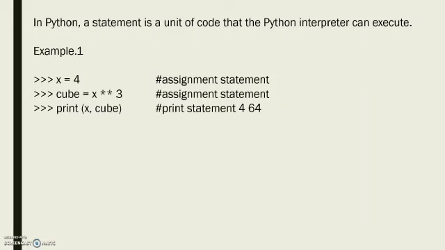Let's look at this example. We have x is equal to 4. X here is a variable and the value is 4. So we are assigning a value. The equal to sign is an assignment statement. Then for another example, we have cube is equal to x double asterisk 3. That is the cube of a number. We are also assigning a statement here.